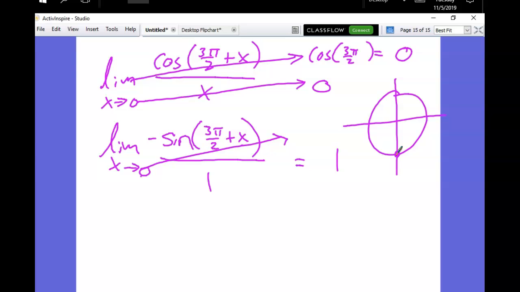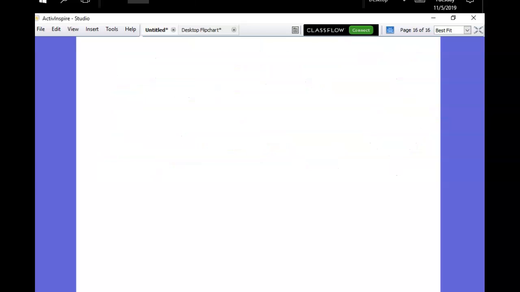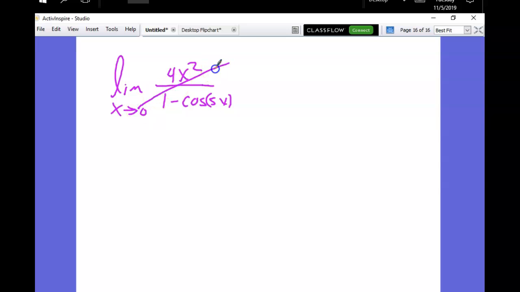Let's do another one. Don't erase. This one has an interesting little twist to it. Ready? Here we go. We have the limit as x approaches 0 of 4x squared over 1 minus cosine 5x. Okay, so what's the top make? 0. Bottom?